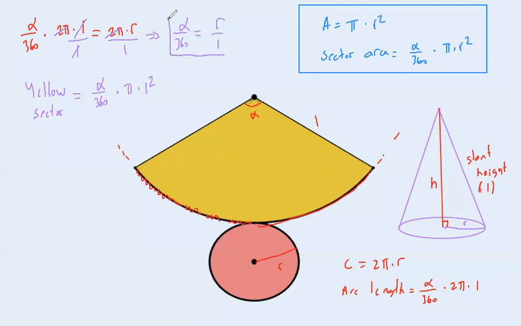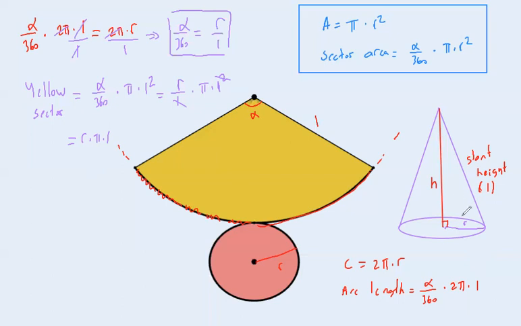Now this is something I got from my circumference and arc length. And if I plug this in right here, since alpha over 360 is R over L, let me replace that: R over L times pi times L squared. So you have one L and R squared, so one of these will cancel. So you get yellow sector area is equal to R times pi times L.